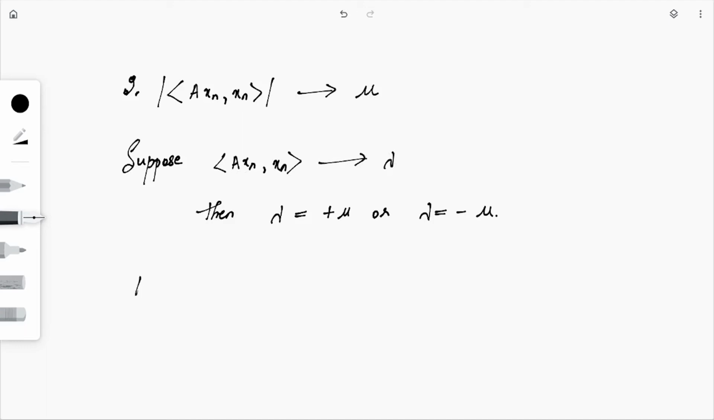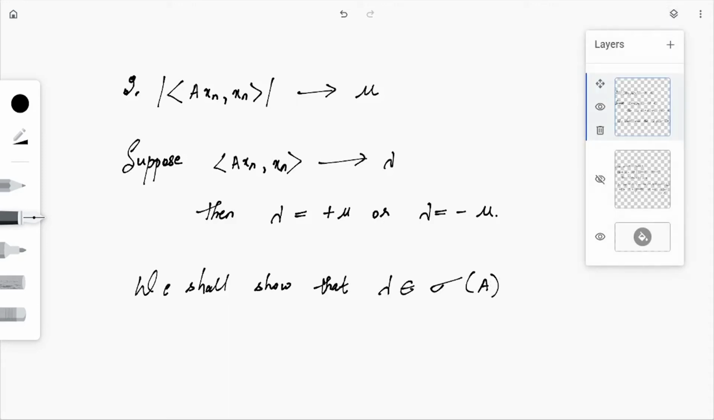Now next, what are we going to show? We shall show that lambda is an element of the spectrum of A. This is what we are going to prove. So let's see how we are going to do that.